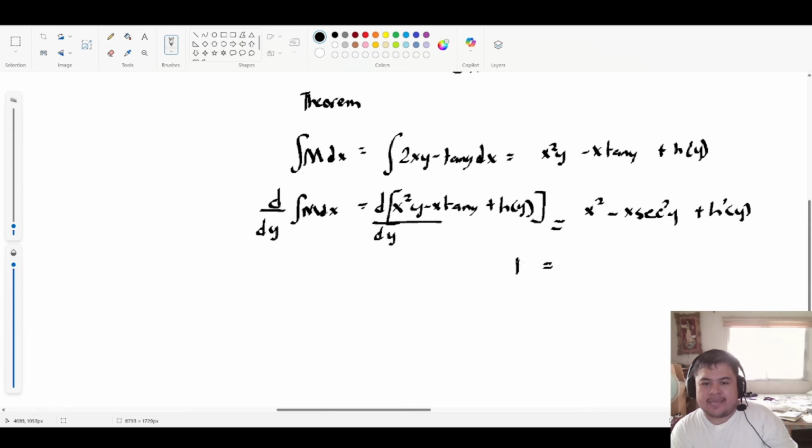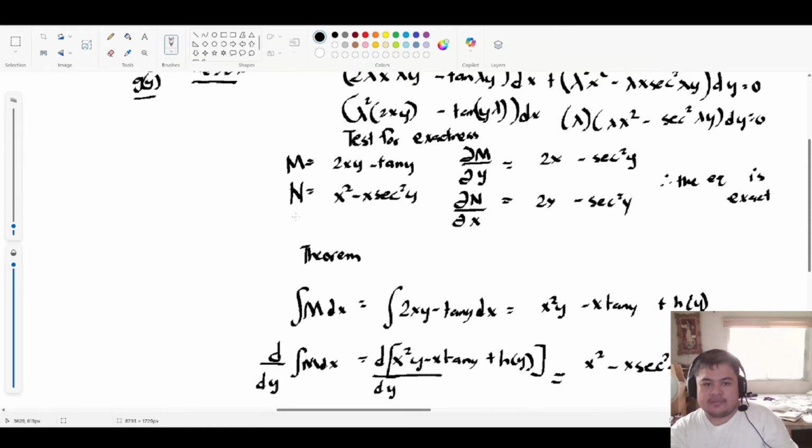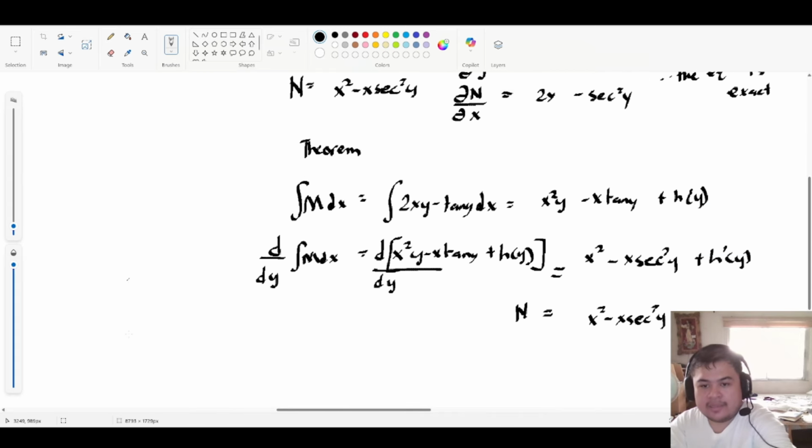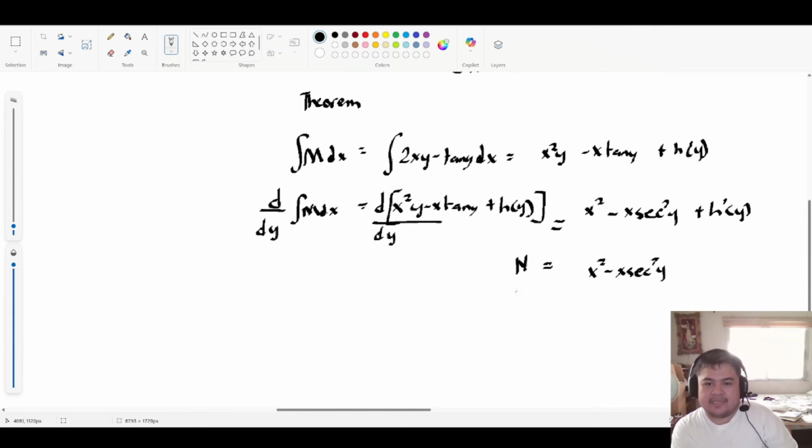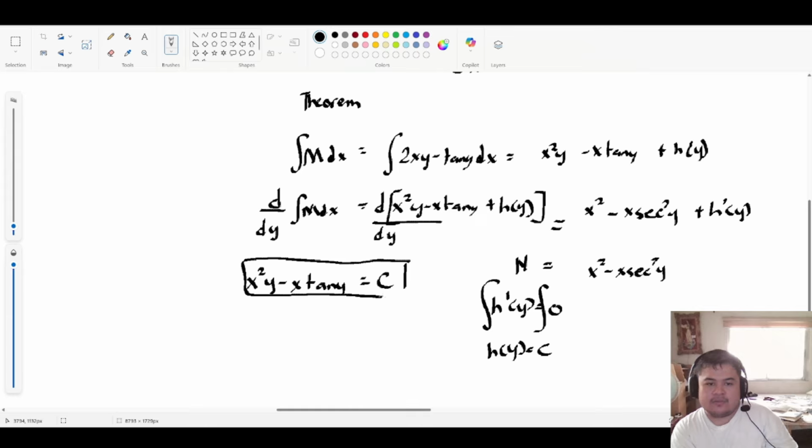And that is equal to N, which is x squared minus x secant squared y. This is N, right? So that is N. And if that's equal to N, meaning both sides have the same term, h prime of y is equal to 0. When we integrate that, h of y is equal to a constant. So our general solution will become x squared y minus x tangent y is equal to c. This is now our general solution.